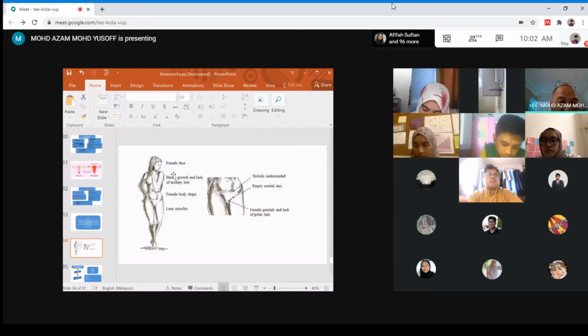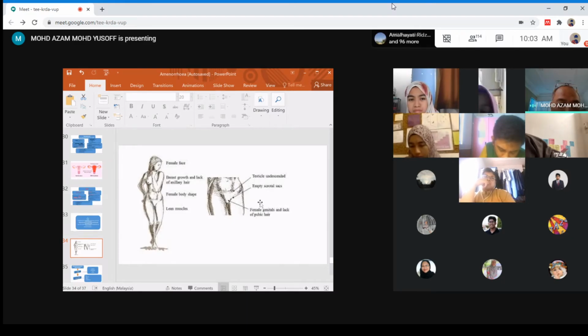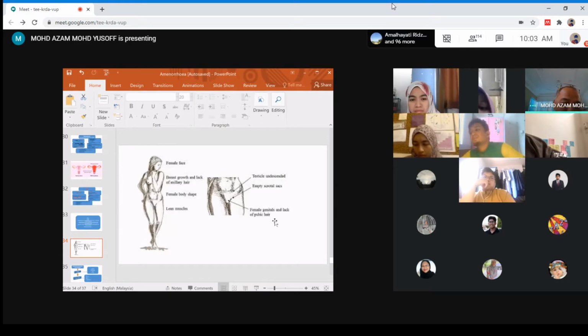Okay. So they have a female face. They have breast growth, but secondary sexual characteristics are not present. They have lean muscles. Sometimes they have a testis stuck at the inguinal canal. But the external genitalia are female. They lack pubic hair because testosterone does not have an effect on female sexual characteristics.